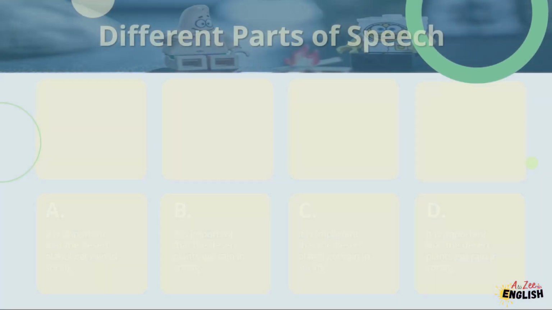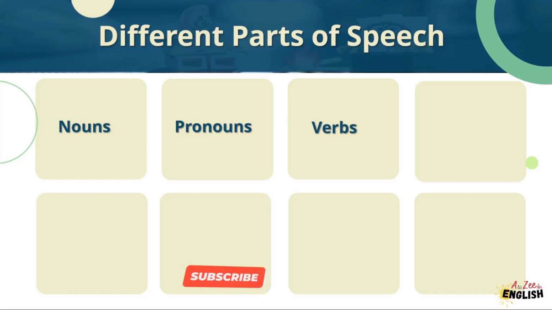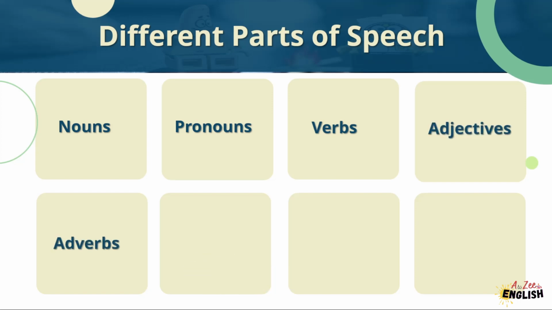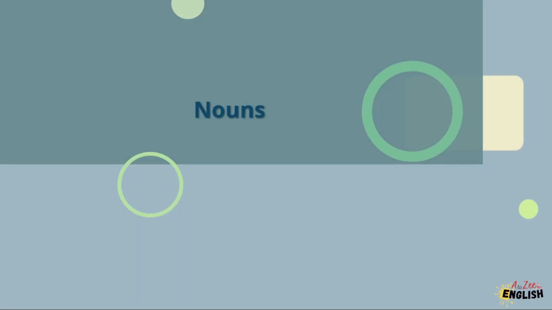So there are 8 different parts of speech: nouns, pronouns, verbs, adjectives, adverbs, prepositions, conjunctions, and interjections. We will explore each of these categories in detail to understand their significance in communication. Let's explore the nouns.